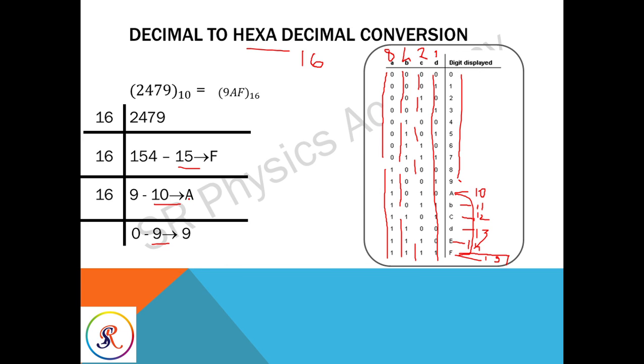Next 10 means, till 9 we know that. 10 means A, so there we have written A. The 9 we already know it is there in our truth table. So we can write it lower to up, 9 A F. Is it clear now? So the decimal number 2479 base 10 we converted into 9AF base 16.